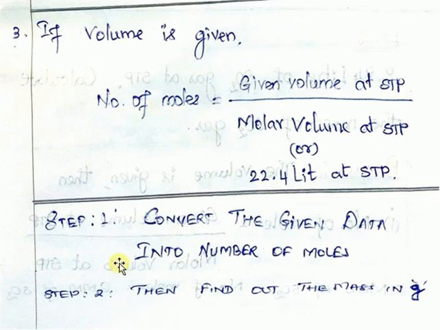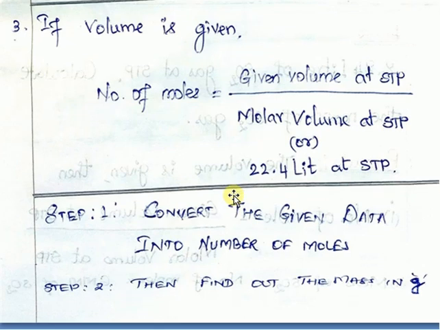So the first step, what you have to do is convert the given data into number of moles and then find out the mass in grams by simply multiplying the number of moles with gram atomic mass or gram molecular mass. So let us see some examples so that you will understand more about this.